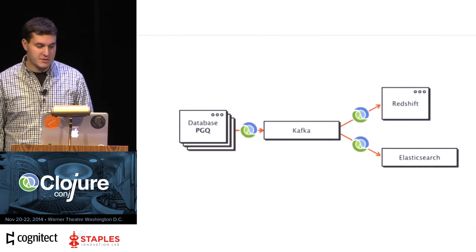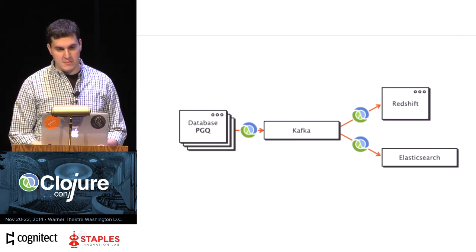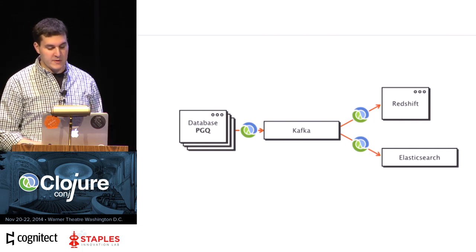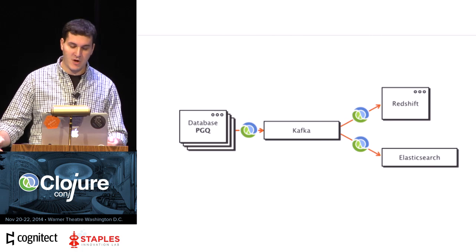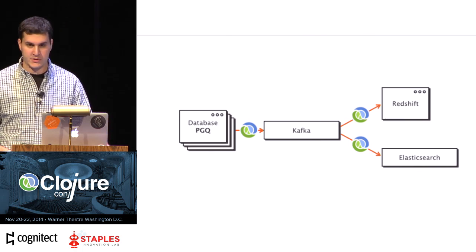So now our infrastructure looks a little bit like this. We've got PGQ in the database. We've got a Clojure reader in between that, writing to Kafka, and then a bunch of different processes reading off of Kafka and writing to our external systems.